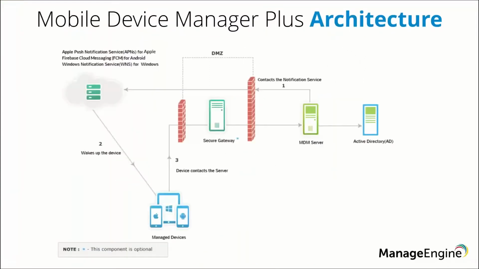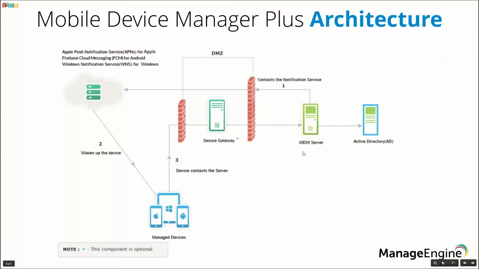And now let me tell you the architecture, how exactly an end device will be managed using our solution, not just ours, be it any MDM solution you go with. This is the universal architecture through which a mobile device will be managed. So first, there are three major components required. One is the MDM server, second is the notification services, and third is the end device itself. And these three major components play a role when it comes to managing a device.